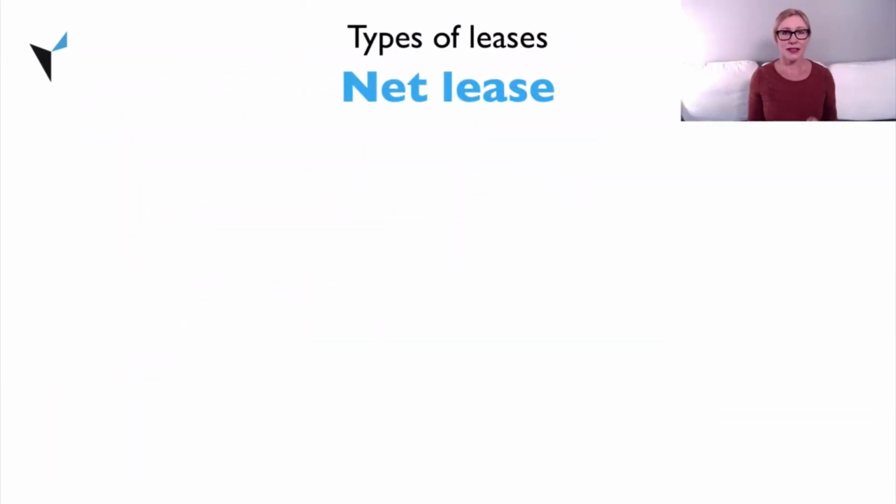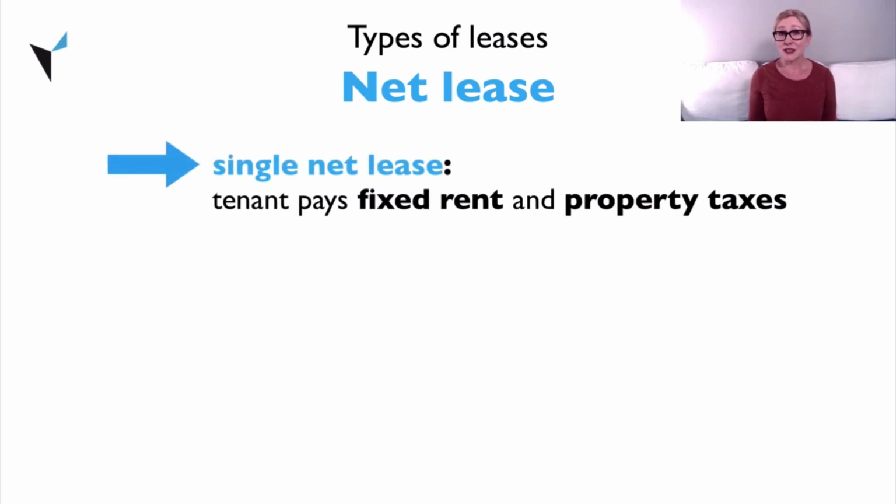Now let's move on and take a closer look at net leases. Under a net lease, the tenant is responsible for some of the property costs. Single net lease. Under a single net lease, the tenant is responsible for paying fixed rent as well as property taxes. Single net leases are not as common as other types of net leases because the tenant bears more costs under those other types of leases.